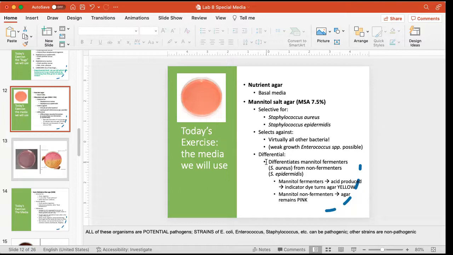And what we do in terms of differentiating is it will help differentiate mannitol fermenters from mannitol non-fermenters. Remember the name of the media, mannitol salt agar. The salt is what makes it selective. It's going to select for Staphylococcus. So if anything grows on that plate, I know it's a Staphylococcus. It's also differential though, and it differentiates between organisms that can ferment mannitol, that's just a sugar, and organisms that can't. All right, let's take a look.